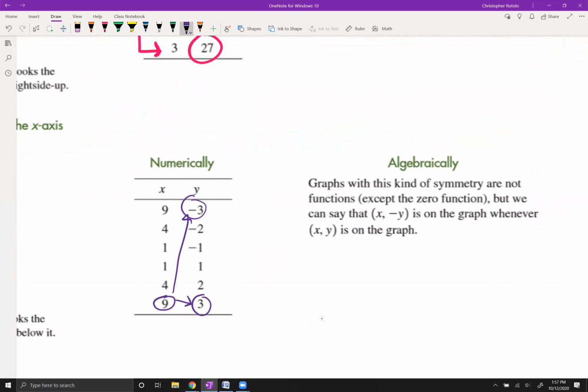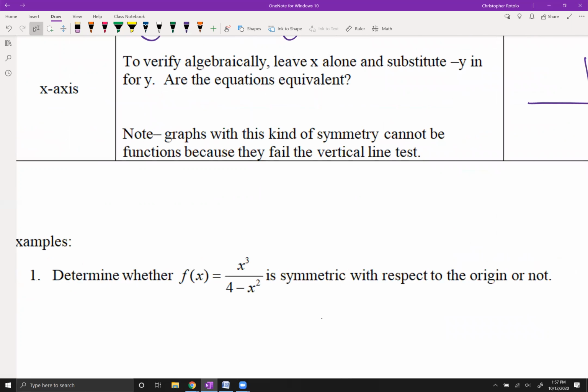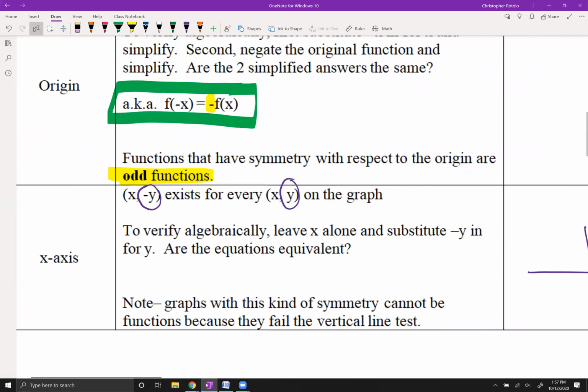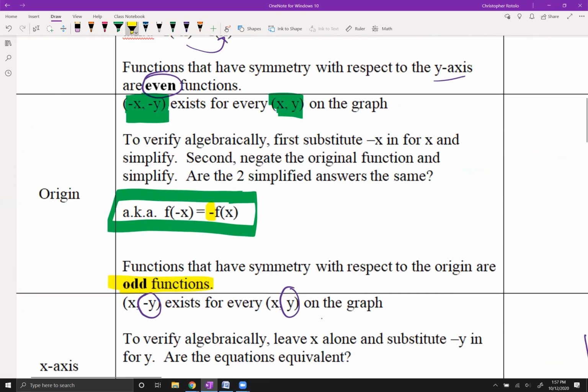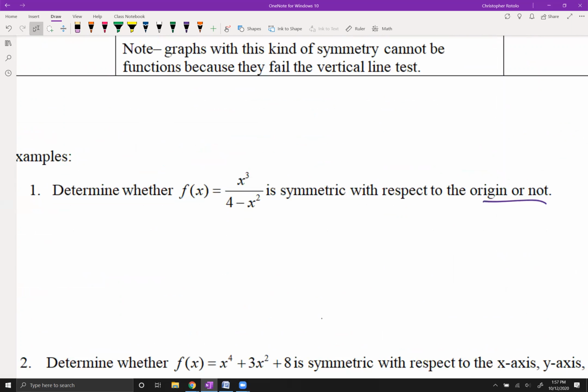All right, so let's take a look. Let's see what's going on here. Okay. All right, so determine whether it is symmetric with respect to the origin or not. So it's a yes or no type of question. And how do I tell that? Remember, we're always going to plug in. We're going to plug in what? We're going to plug in negative x. And if we wanted to say yes to this, that means the function itself has to turn out to be negative of the original. So let's start by plugging it in.